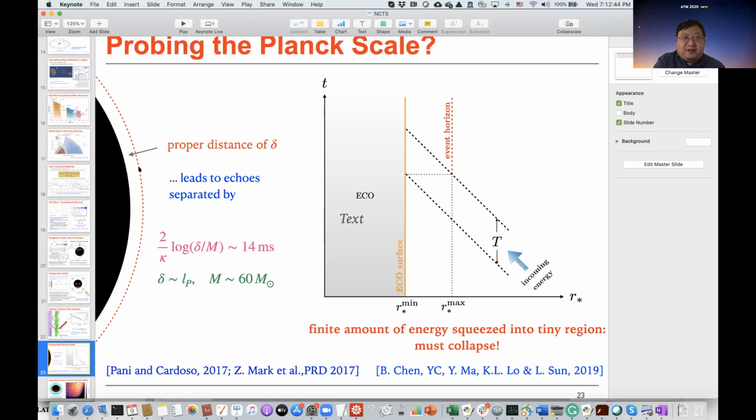So therefore, this really means that if you believe in echoes, you're able to probe structures which are really Planck scale above the horizon, whatever that means. Okay, Planck scale above the horizon. So this is the intriguing side, which is the good intriguing side.